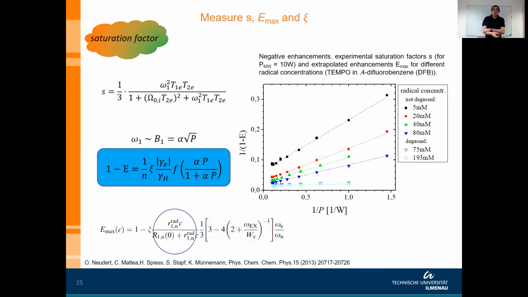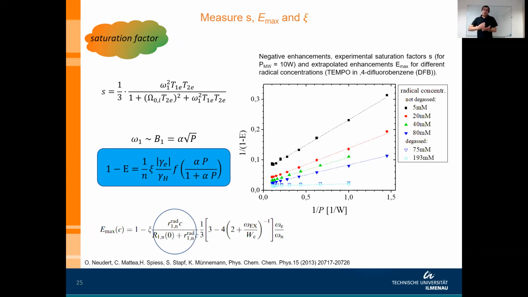Okay, it can be taken into account here in this expression by this omega exchange. That is basically the exchange rate of the electron spins in this exchange process called Heisenberg exchange. This can be measured. How?